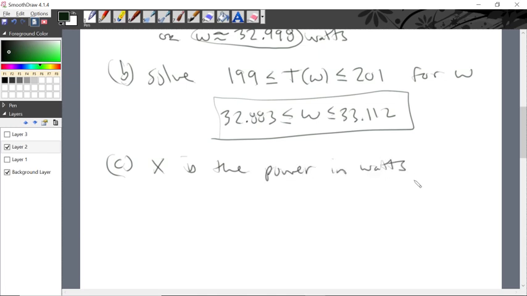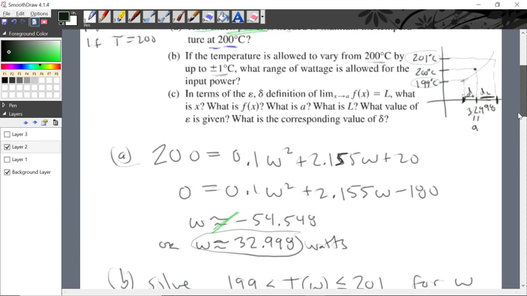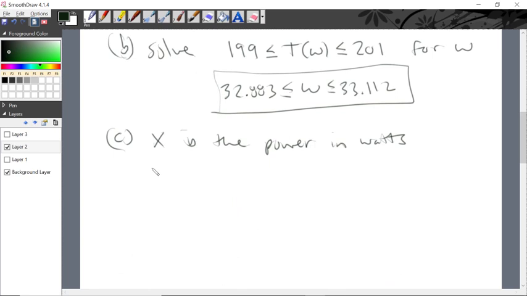We're just using the variable w in place of x, right? What is f of x? That is the output. Well, f of x is called T of w here. So f of x is the temperature, in degrees Celsius, for the associated input of wattage.